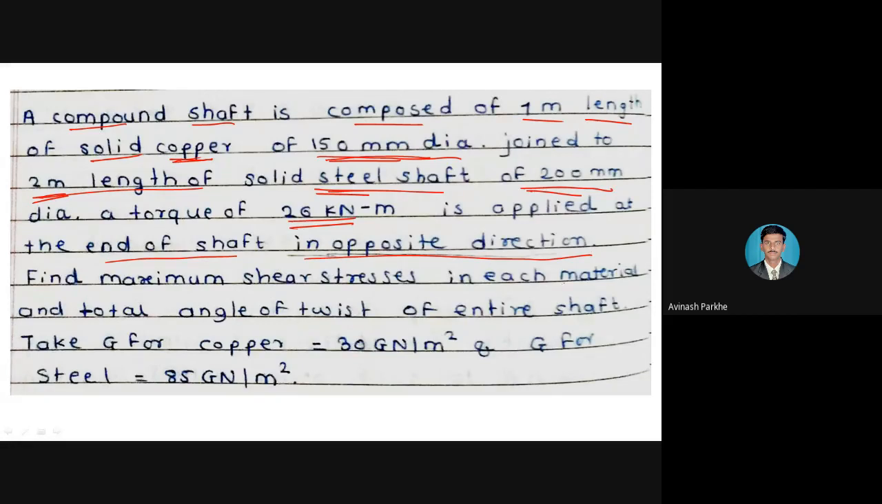We have to find the shear stress in the copper and the shear stress in the steel. In addition to that, find the total angle of twist of the entire shaft. I have to calculate the total angle of twist, that is capital theta. Take G for copper as 30 giganewton per meter square and G for steel as 85 giganewton per meter square. So this is the statement.